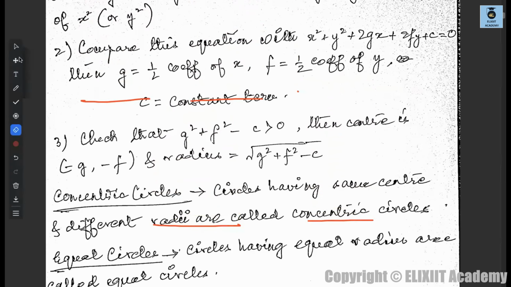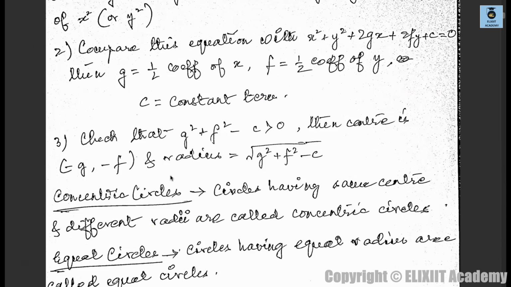We check whether g square plus f square minus c is greater than 0 or not. It may be 0 also. If 0, then it's a point circle. If more than 0, then we have a real circle, a complete big circle which you are seeing. So far we haven't seen any kind of point circle. All circles we have dealt with and you will be dealing with will be real circles only. So check that g square plus f square minus c is greater than 0, and from there we can find the center, minus g, minus f, and radius is root over of g square plus f square minus c.